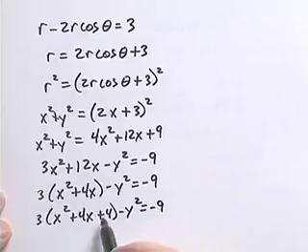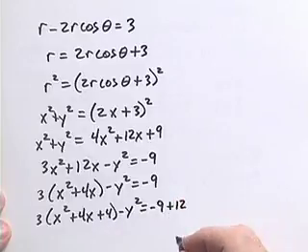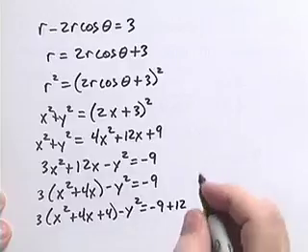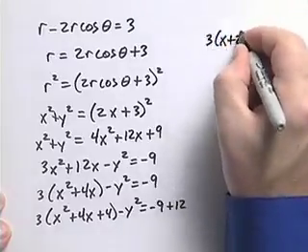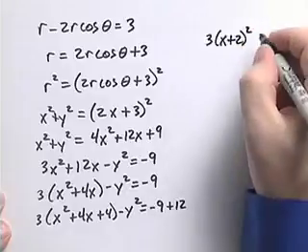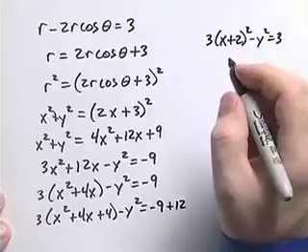Now that's not enough. Since we've added something in here, we need to note that we're really adding 3 times 4 to this side. 3 times 4 is 12, so we need to add 12 to the other side as well. That's going to give us 3 times x plus 2 quantity squared minus y squared equals 3.